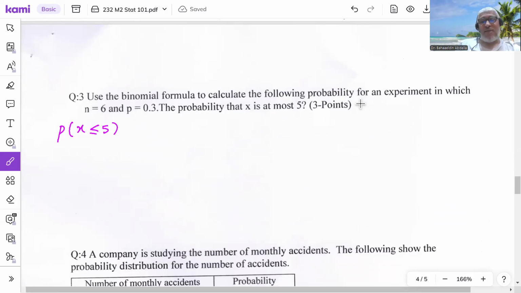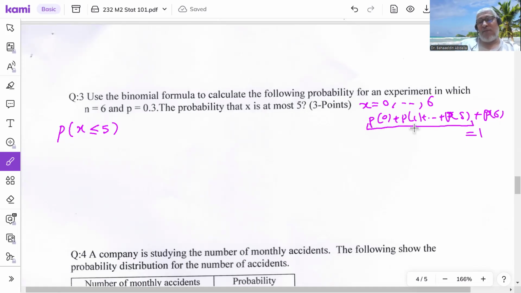Well, n is 6, so x runs from 0 to 6. And I know that probability of 0 plus probability of 1 plus up to 5 up to 6, the sum of all of these probabilities is 1. He's asking less than or equal to 5, so he's asking about all of these probabilities. Why should I find all of them? I just write 1 minus probability of 6. That's it, and I use the formula once. So 1 minus probability of 6.